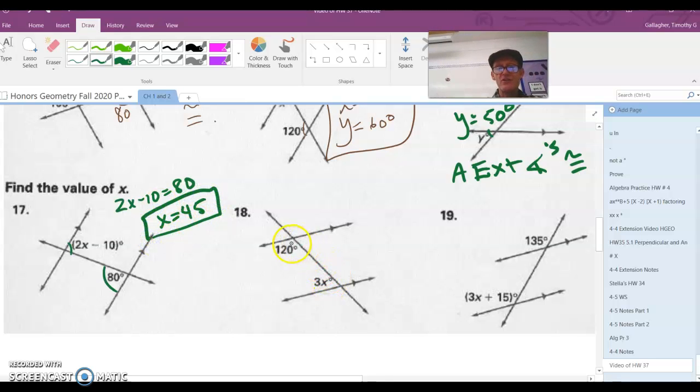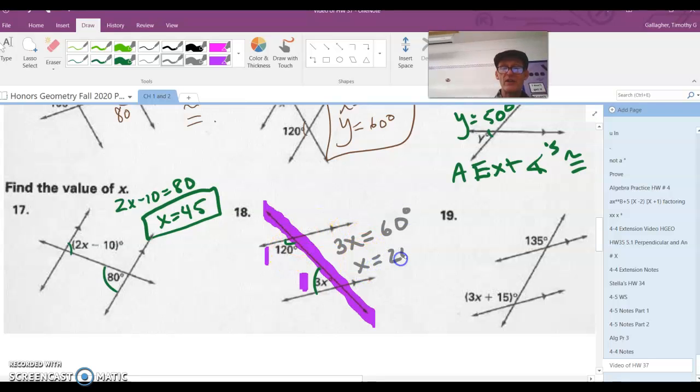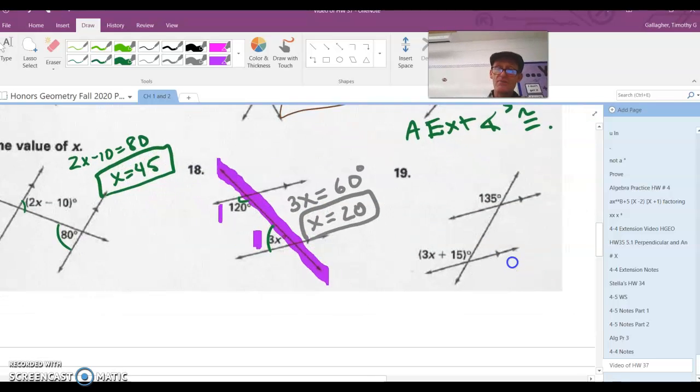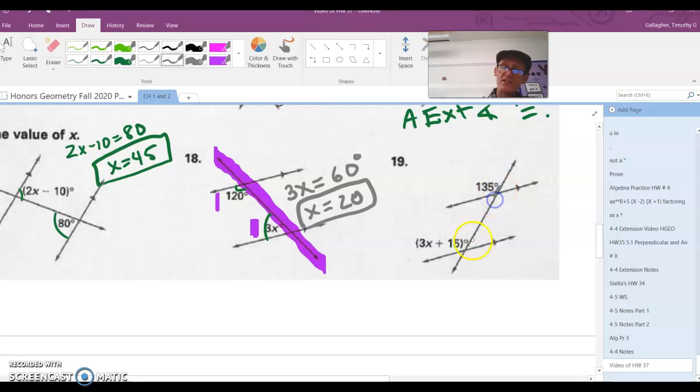And these two angles here are supplementary because they're the same side interior. So here's the transversal, and both of these angles are on the same side of the transversal. So they are supplementary. So 3x equals 60 because 60 is the supplement of 120. So x equals 20. We're doing awesome. And hopefully you can see that these two angles are corresponding. We can see the F. Okay, here it is.